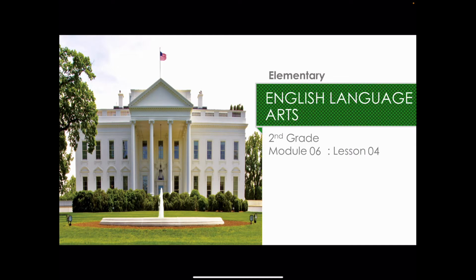Today we are working on Module 6, Lesson 4. Take a look at the picture on the first slide. Do you know what building that is? If you said the White House, then you would be correct. We are going to be reading about the White House today. And the White House is where the President of the United States lives. It looks big and fancy, doesn't it?